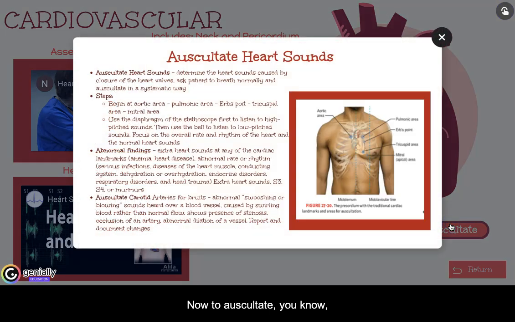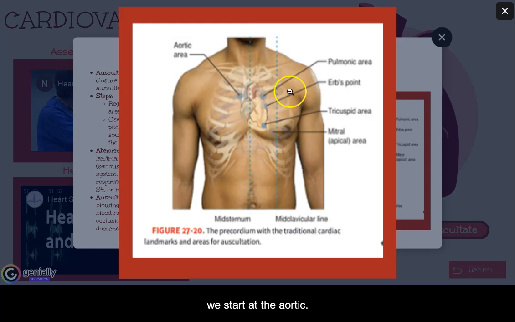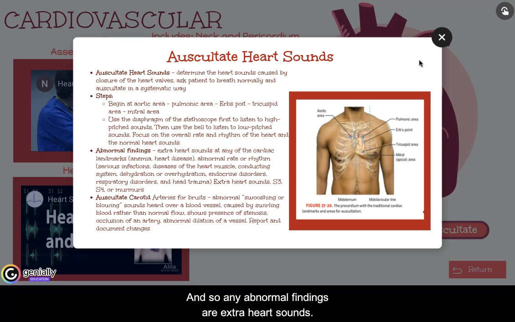Now to auscultate, we have the different heart sounds. We auscultate heart sounds. We start with the aortic. If I'm going to bring up this picture, we start at the aortic, we go to the pulmonic, Erb's point, tricuspid, and then the mitral, which is the apical area. Any abnormal findings are extra heart sounds. You should hear the lub-dub, lub-dub, lub-dub. That's the normal, right? Extra heart sounds at any of the landmarks can indicate heart disease, anemia, serious infections of the heart muscle. They could indicate dehydration or overhydration, endocrine disorders, respiratory disorders, head trauma.